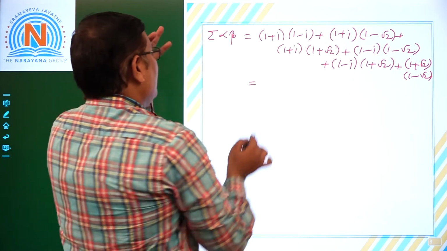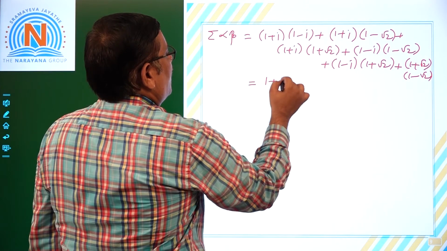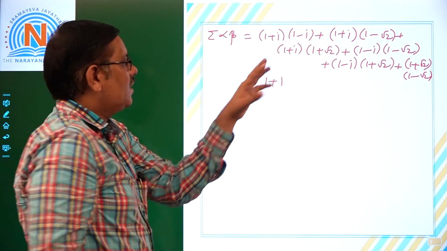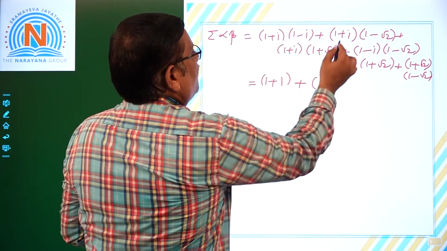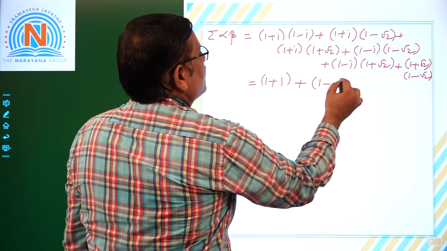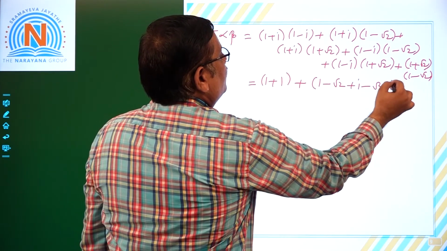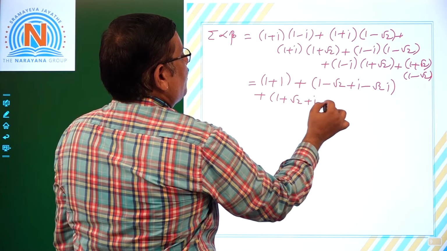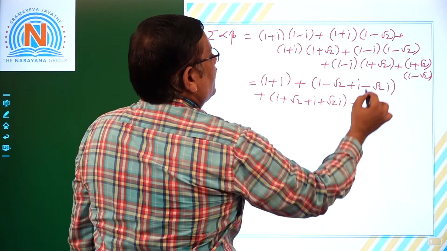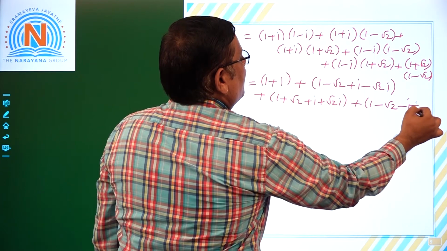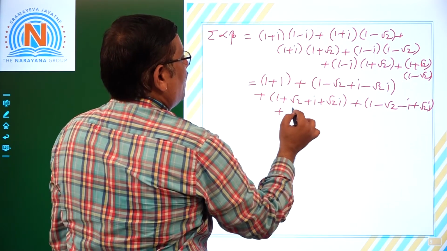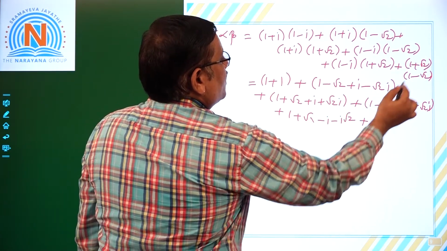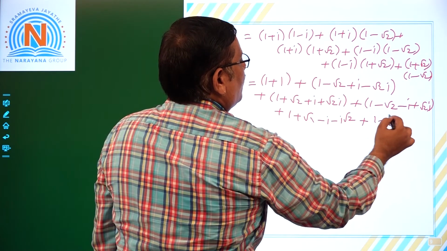If you simplify 1 plus i times 1 minus i, that is nothing but 1 square minus i square. Minus i square is plus 1, so 1 plus 1. Plus, if you multiply these two, you have 1 minus root 2 plus i minus root 2 i. Plus this one, if you simplify, that is 1 plus root 2 plus i plus root 2 i. Plus, if you multiply these two, you have 1 minus root 2 minus i plus root 2 i. If you multiply these two, you have 1 plus root 2 minus i minus root 2 i. Plus 1 plus root 2 into 1 minus root 2 is nothing but 1 minus 2.